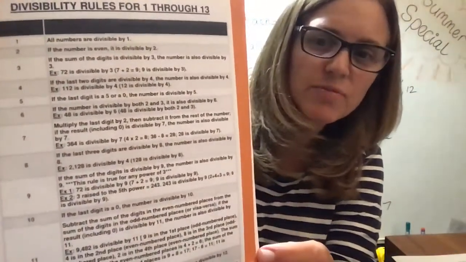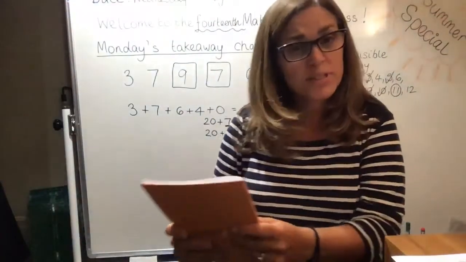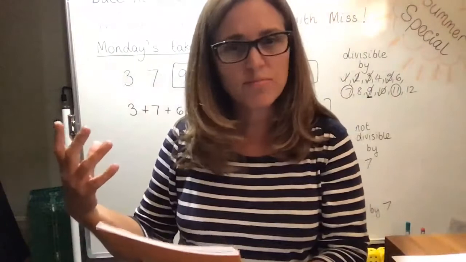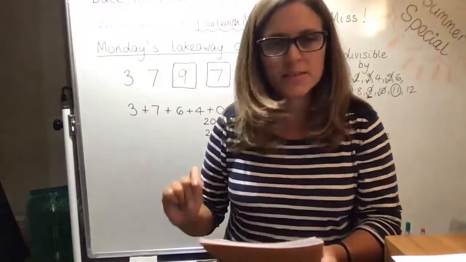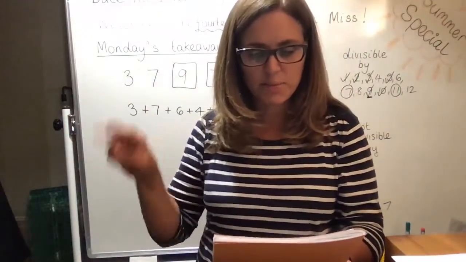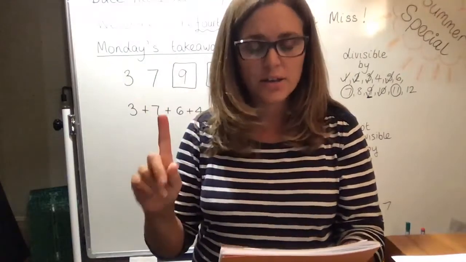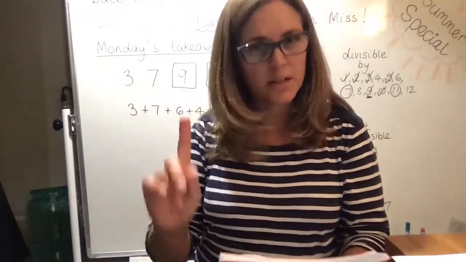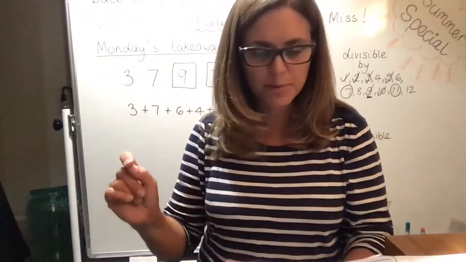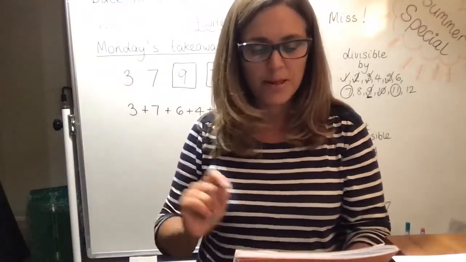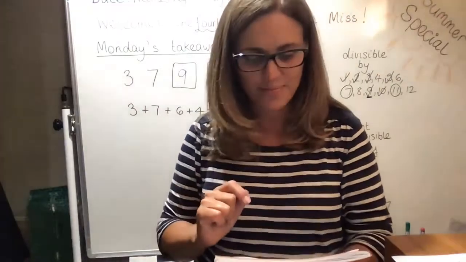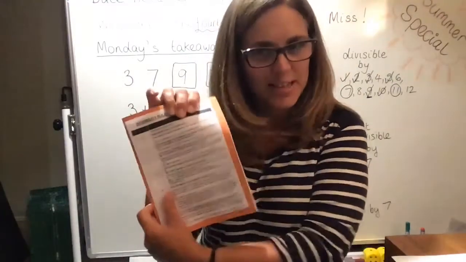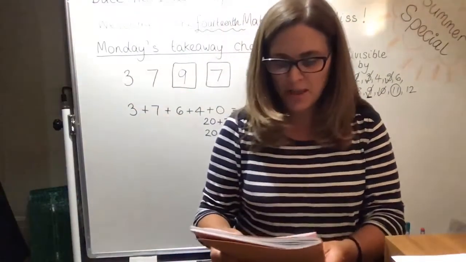And it tells you, I'm going to read them out for you, but it might blow your mind a little bit. So for 7, to check whether or not a number is divisible by 7, it says you multiply the last digit by 2. Then you subtract it from the rest of the number. And if the result, including the 0, is divisible by 7, the number is also divisible by 7, okay? And there's a little explanation on there as well, all right?